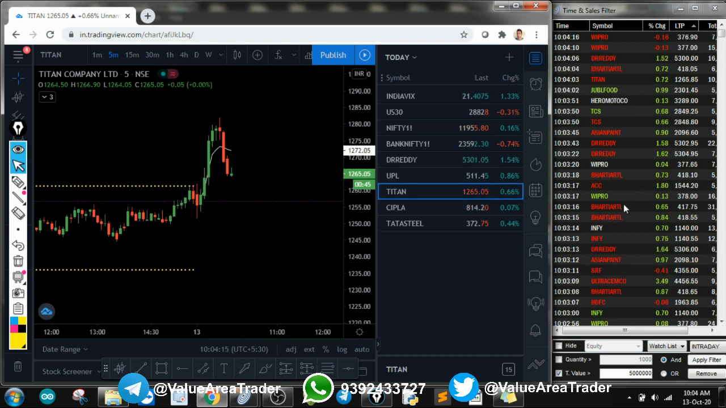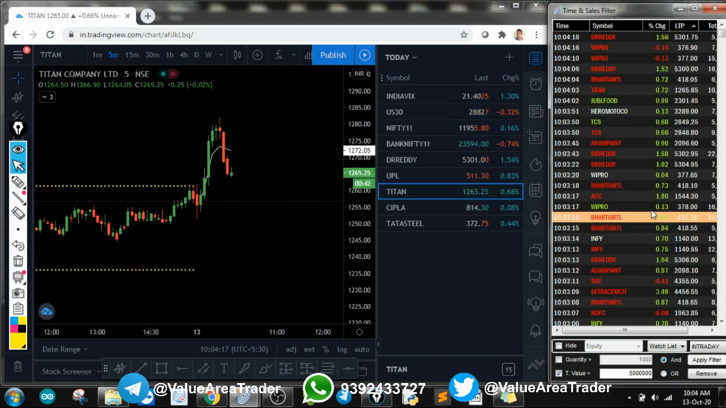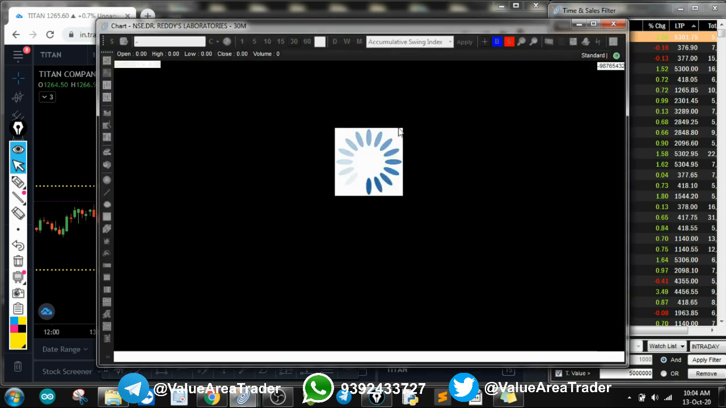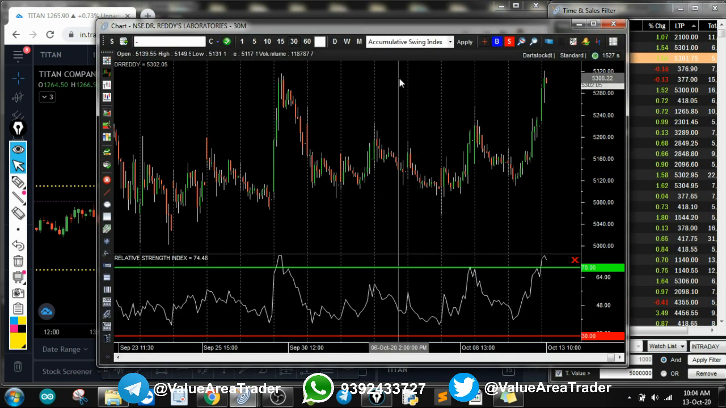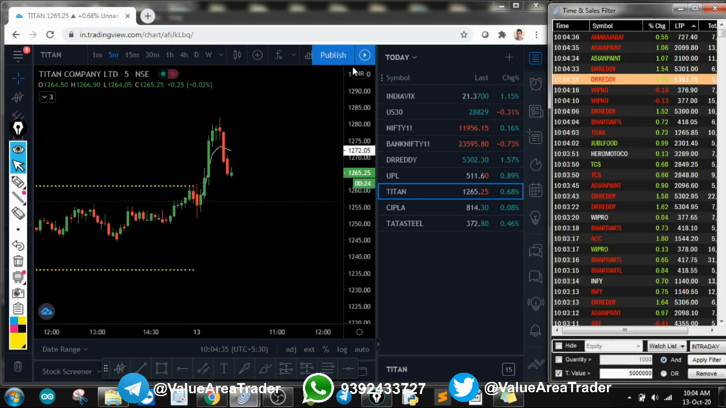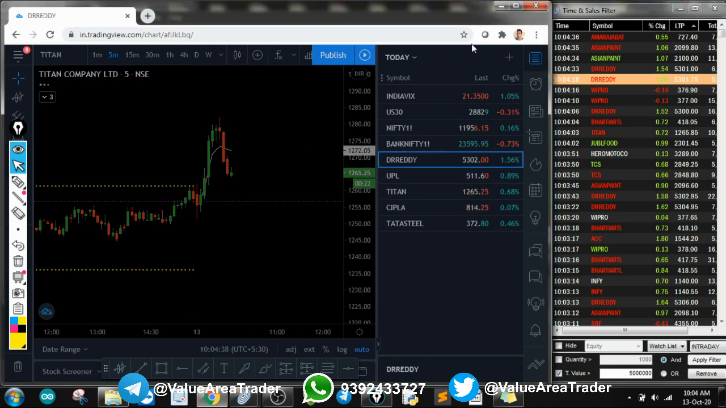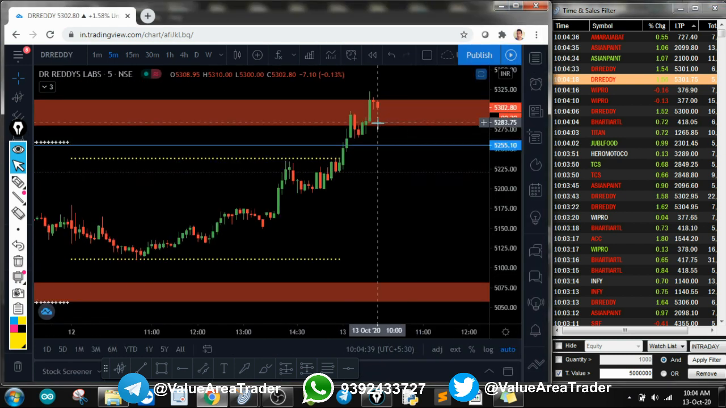What else do we have? 31.3 crores on Bharti Airtel. Dr. Reddy is getting some selling. Dr. Reddy continuously I can see more Dr. Reddy's. So let's see if it is an intermediate selling or it has reached the top. Yeah, it looks like Dr. Reddy has reached the resistance point.